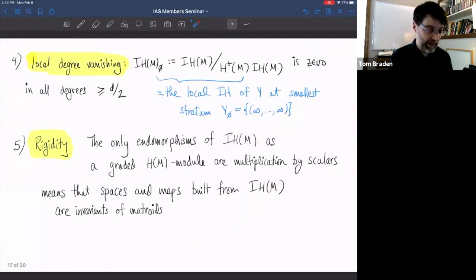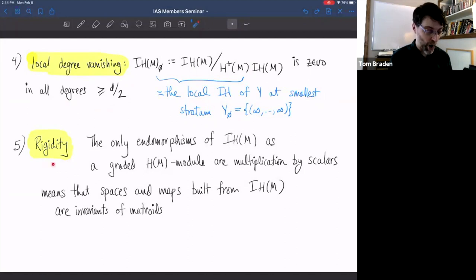There's also a local degree vanishing, which is if you take this module and you mod out by the action of all of the positive degree parts of this Möbius algebra, there's something that remains, and that something that remains topologically is the local intersection cohomology stalk at the singular point. And that should, if you know something about intersection cohomology, vanish in degrees above the middle, and we're able to prove that that's true for this module.